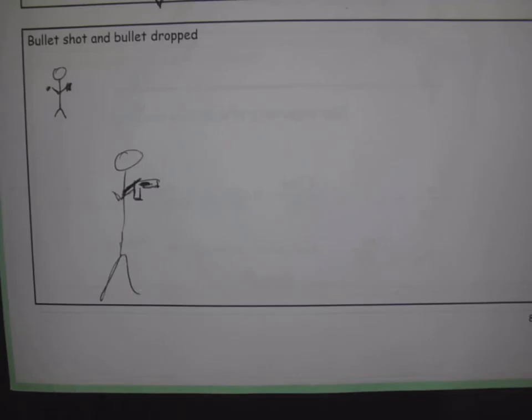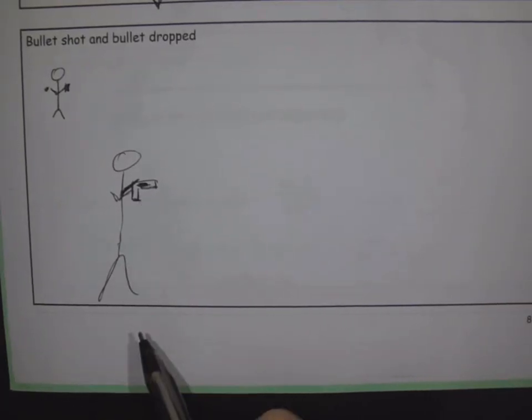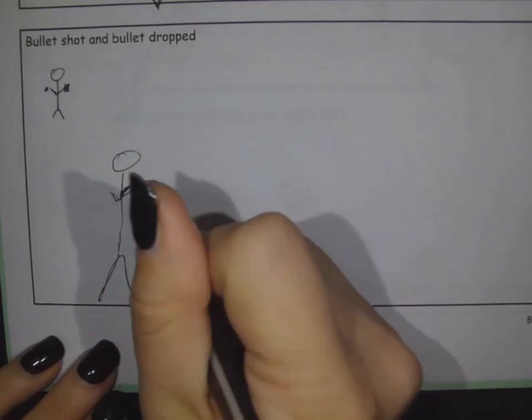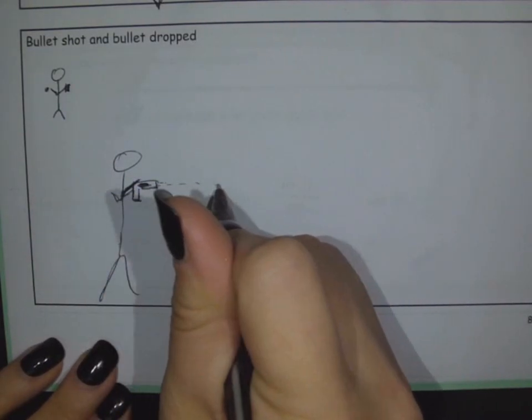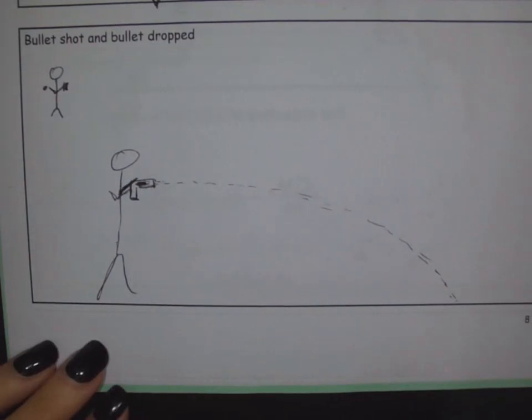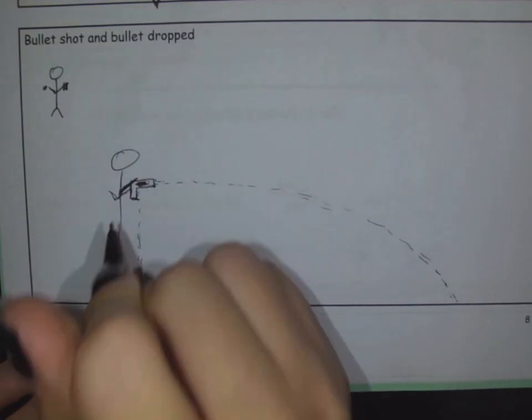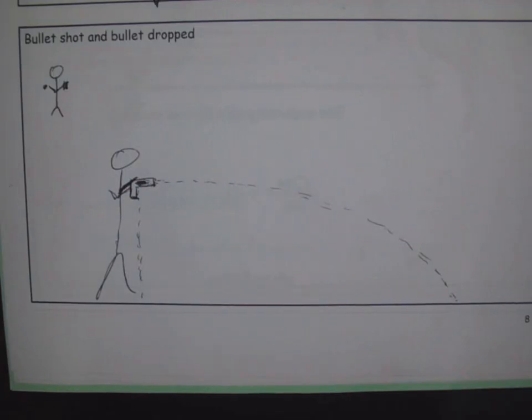So here's the question. If they fire the gun and drop the bullet at the exact same time, which bullet will hit the ground first? Will it be the bullet that was fired, or will it be the one that was dropped, right? Because the bullet that's fired is going to have this kind of path to it, something like that. And the bullet that's dropped is going to have a path to it that looks like this. And so if we fire the gun and we drop the bullet at the exact same time, which one is going to hit the ground first?